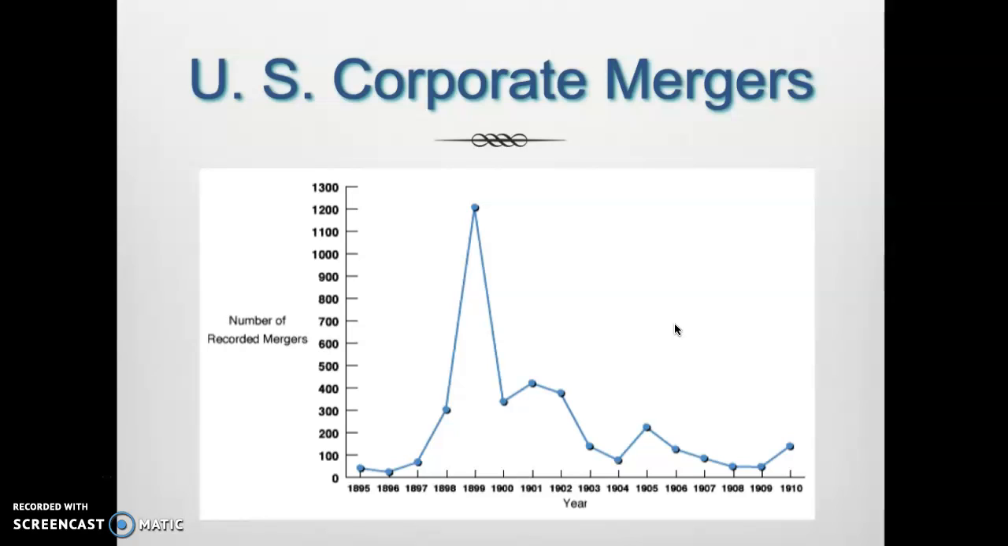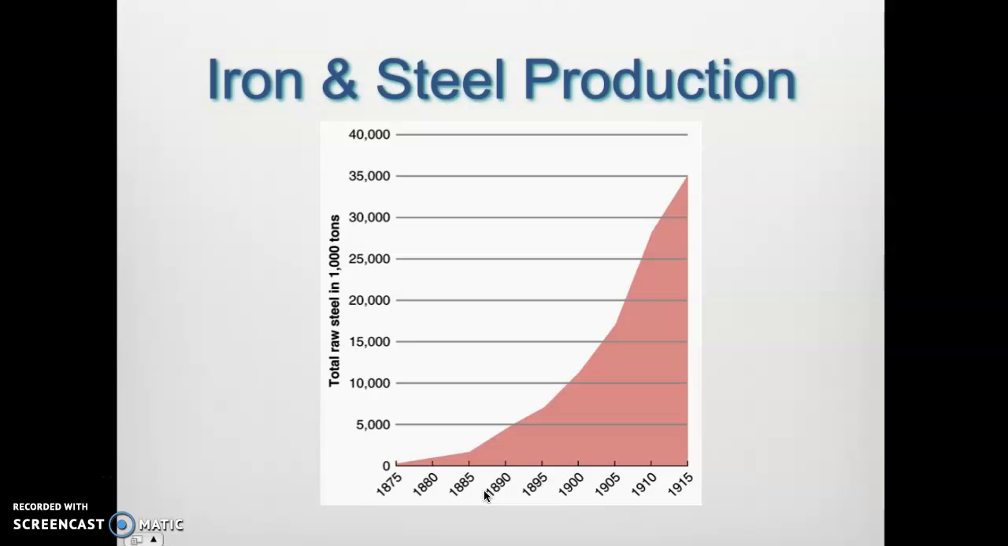What this produced also was a record number of corporate mergers, meaning that big publicly traded companies are merging with each other and becoming bigger. And so you can see it spike up right around the turn of the century. So businesses are getting bigger, they're getting more powerful, they're also producing a lot more. We can see that the iron and steel production goes up a tremendous amount in the late 1800s into the early 1900s in the United States.